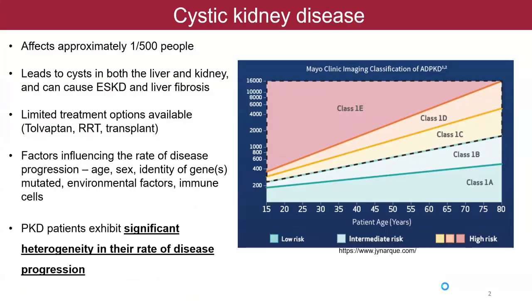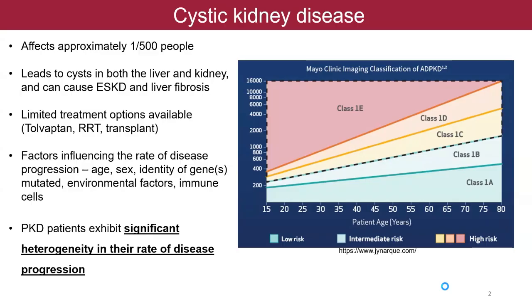All right, so I'm just going to give very brief background. We all know PKD. It's a multisystemic disorder with many different etiologies. It affects approximately 1 in 500 people, and it leads to cysts in both the liver and the kidney, eventually causing end-stage kidney disease and liver fibrosis. Now, unfortunately for people suffering from this disease, there are very limited treatment options available, including tolvaptan, the one FDA-approved drug, renal replacement therapy, and then transplant.